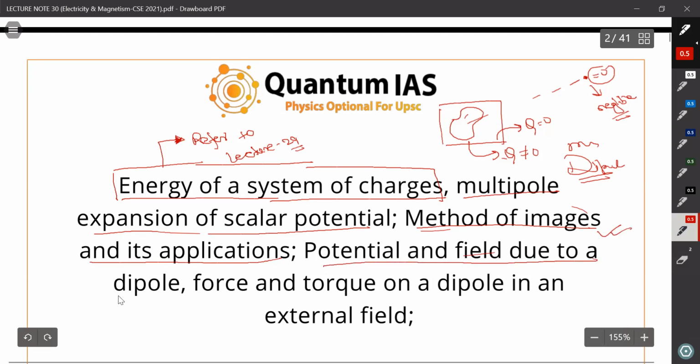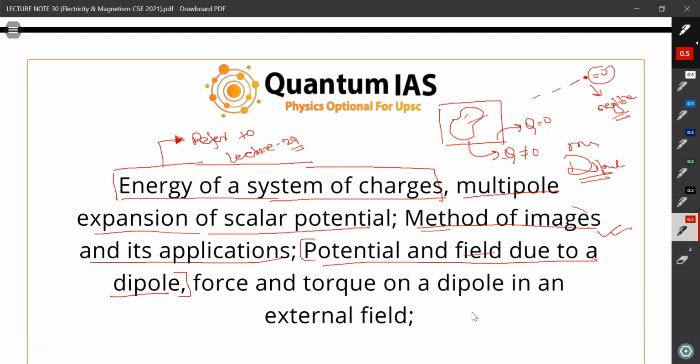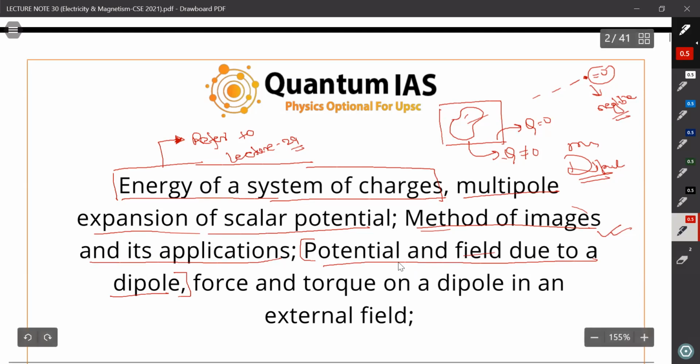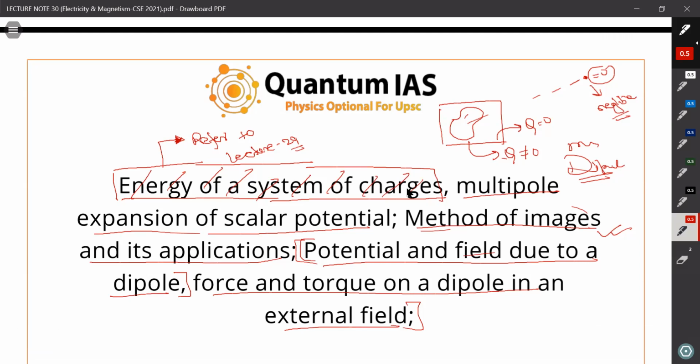Potential and field due to a dipole, I think you know these things from your earlier classes also, right? What I expect is that you have a good foundation and conceptual clarity up to class 11th and 12th level. If you have that, you will not find any difficulty in the remaining topic of dipole, they are similar to that. So this we are not going to cover in this lecture, we have already covered it: two types of energies, interaction energy and self energy. These things we have already talked about.